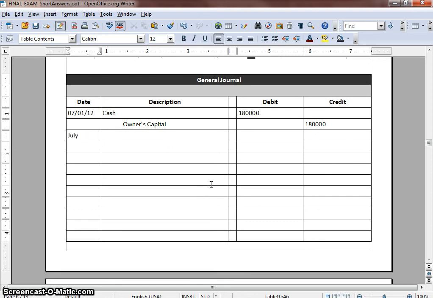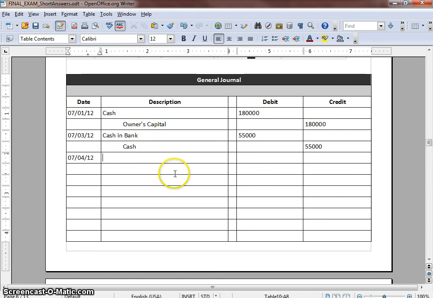Next one is July 3rd. It says transferred from cash to cash and bank. So we transferred from our cash account, so our cash account is going to decrease. Our cash and bank account, we're transferring that money over, so that's going to increase by $55,000. And then we transferred that from cash, so cash is going to decrease $55,000. Okay, I'll do one more.